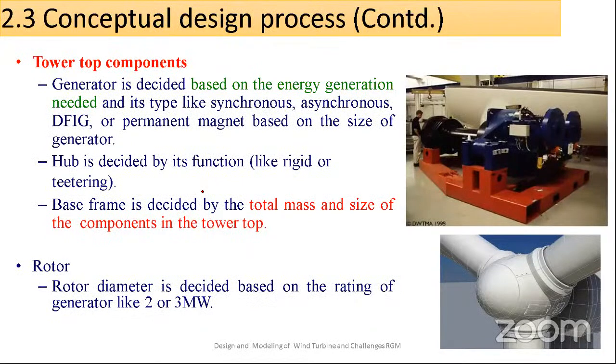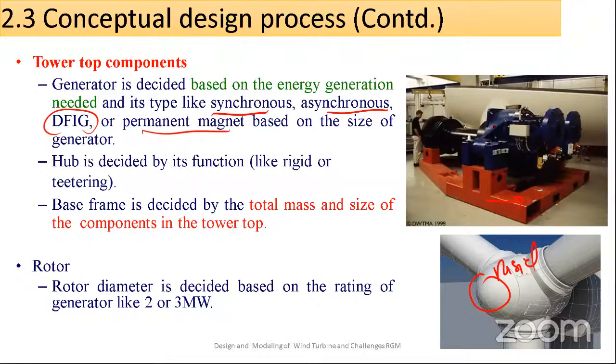And again, I'm thinking about the tower top components. What are the tower top components? What type of generator do I have to use? Either a synchronous generator, an asynchronous generator, a doubly fed induction generator, or a permanent magnet generator. And what kind of hub do I have to use, whether a rigid hub or a teetering hub. It depends on the number of blades and the base frame. The total mass has to be decided.